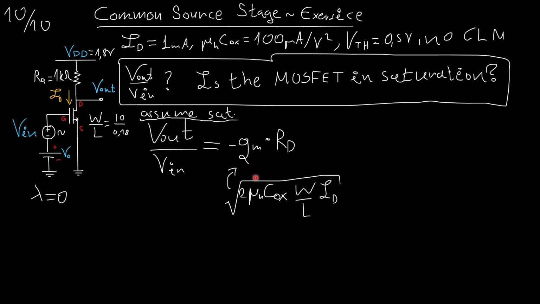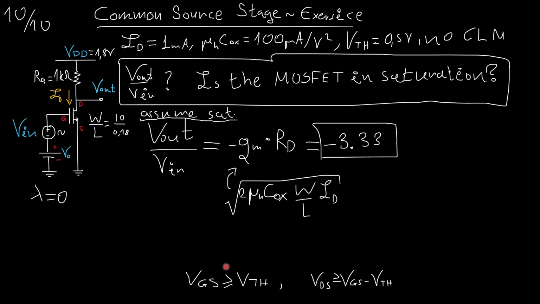The gm, the transconductance, is given. One of the relationships that gives us this is the square root of 2 mu Cox W over L times ID. W over L is given to us here. So if we do the math, it's minus 3.33.